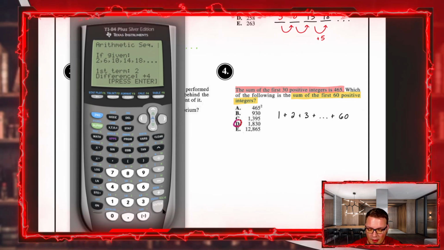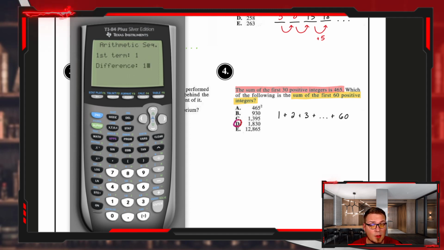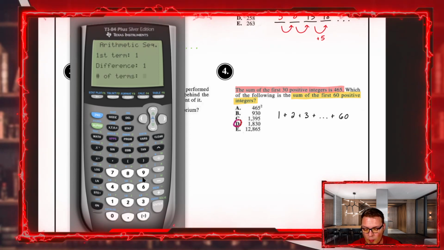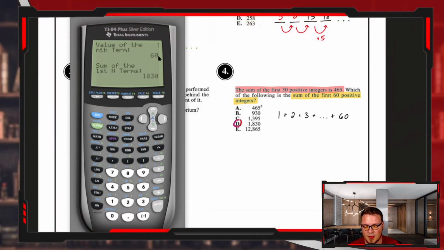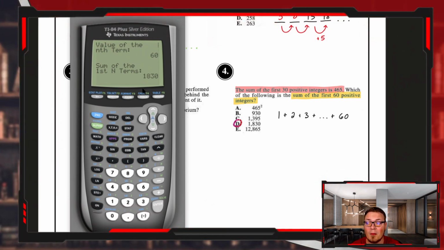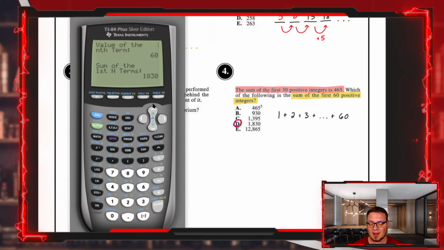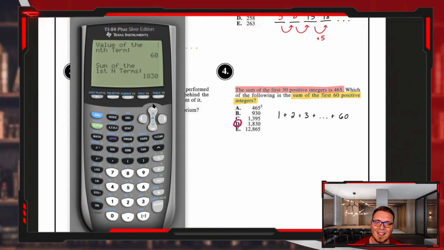So I'm running the arith sequence program. The first term was 1, the common difference between terms is a positive 1, and we want 60 terms. So nobody's surprised when the 60th term is 60, but the sum of the first 60 terms is 1830. So hopefully you guys can see when it comes to arithmetic sequences, it's not that bad.